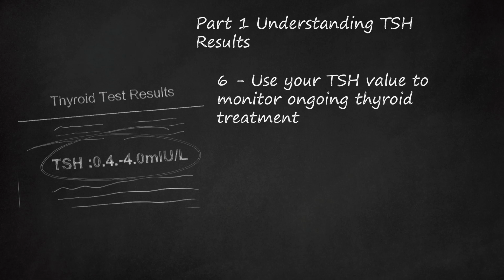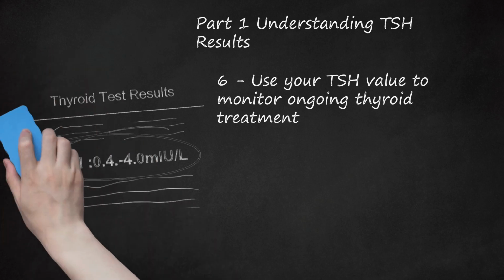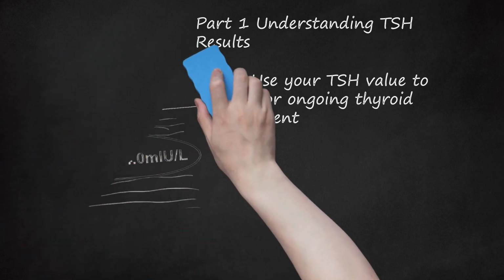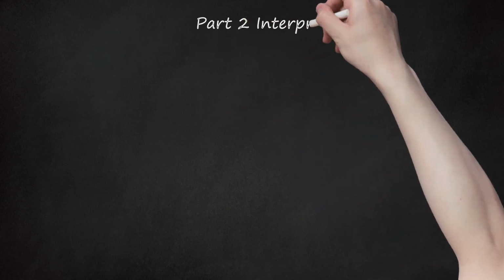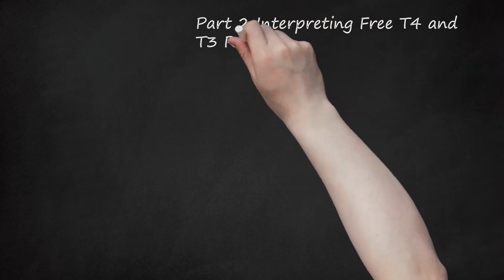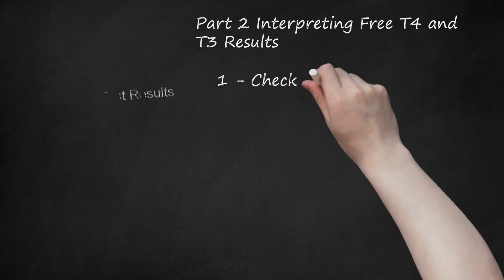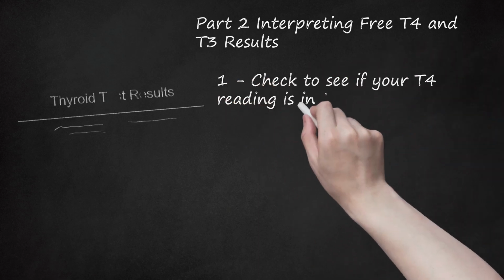You will likely receive more frequent monitoring at the start of your treatment, until you settle into a routine where your TSH becomes quite consistent, at which point less frequent monitoring may be appropriate, usually about once every 12 months. Part 2: Interpreting free T4 and T3 results. 1. Check to see if your T4 reading is in the normal range.